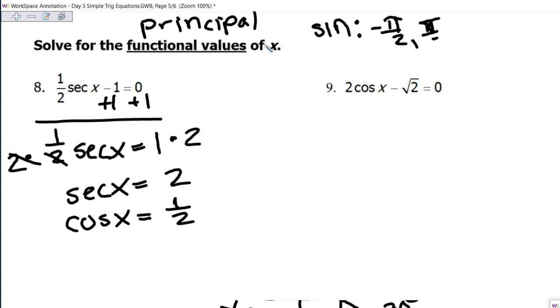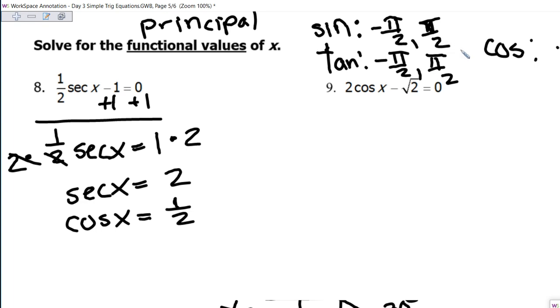And what's the other trig function that has that same interval? Tangent. Tangent, its functional interval is also negative pi over 2 to positive pi over 2. But cosine is the oddball. And what's the interval for cosine? 0 to 180, so 0 to pi.